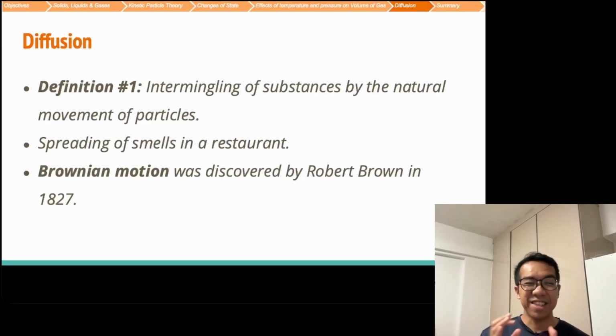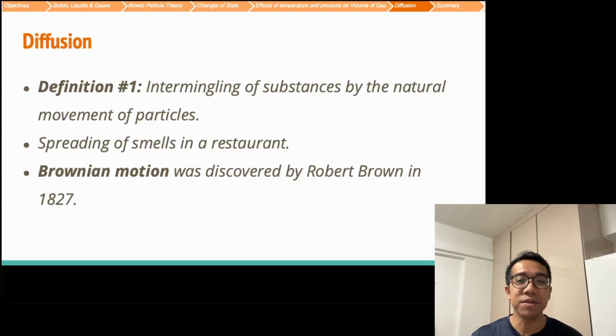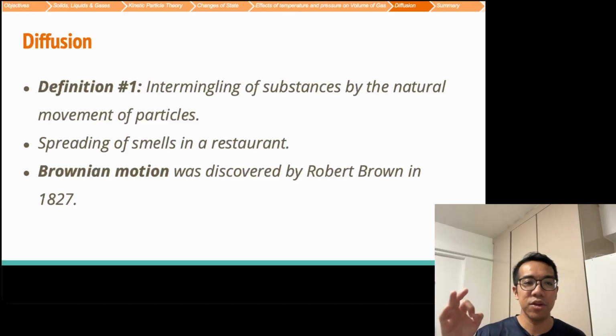Okay, we'll go through the last key concept for this lecture before we call it a day. This is diffusion. Basically, what is diffusion? It is defined as the intermingling of substances by natural movement of particles. That's just too complex. Basically, what it's saying is that particles move from one place to another. One prime example would be smells at a restaurant. You cook something in the kitchen, and you yourself as the customer can smell it when you're seated in your seat. The main reason why is because the gas particles, the smells, are diffusing throughout the restaurant.